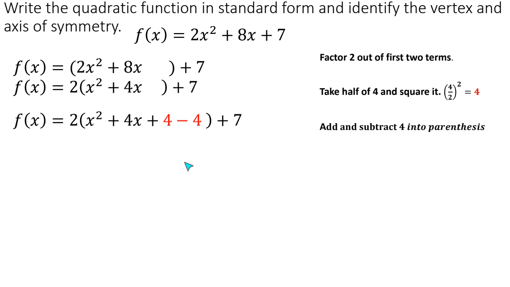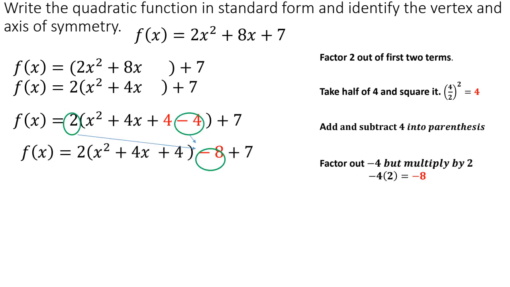What we want to do next is get rid of this -4, or in other words, remove it from the parentheses. And so if I bring it down, whatever I get out of the parentheses is attached to this coefficient of 2. So I need to multiply the 2 times the -4, and that's going to give me a -8.